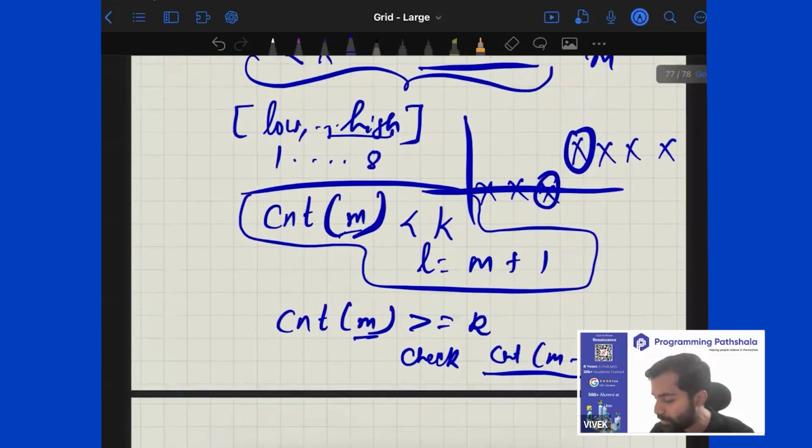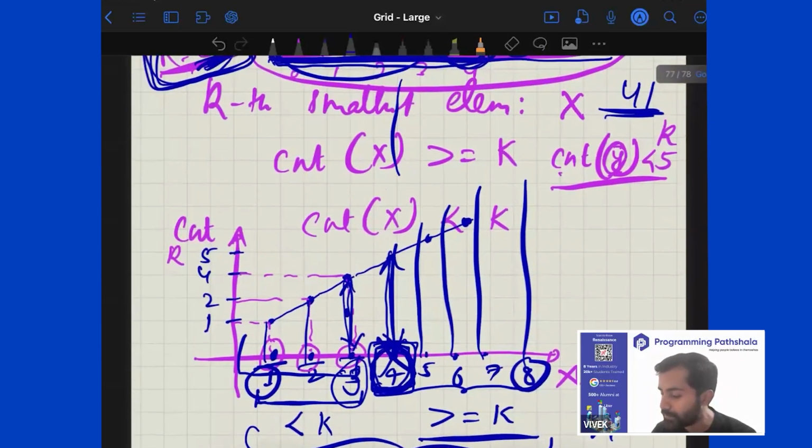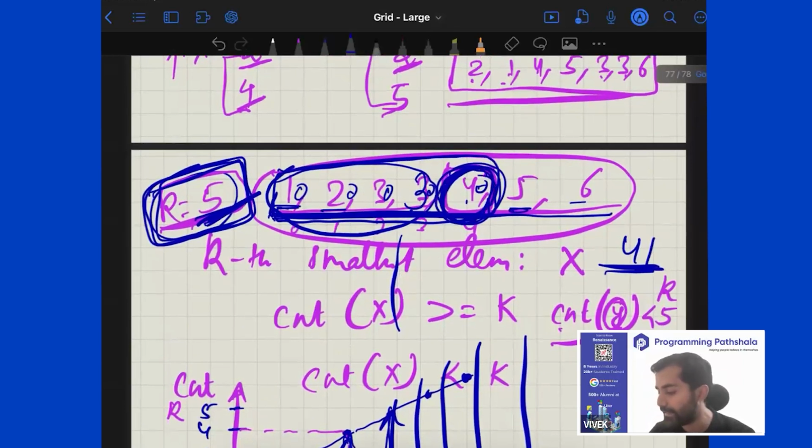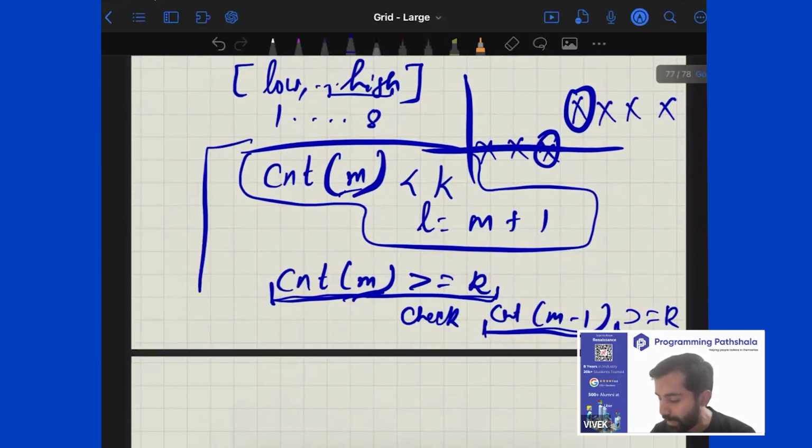I told you, whenever your count of mid is greater than or equal to k, you check the value for mid minus 1. If for mid minus 1 it is also greater than or equal to k, then you say that mid is not your answer. Your answer is lying on the left side. And if you take a look, 40 is the smallest possible value for which count of 40 is greater than or equal to 5, but count of 39 is smaller than 5. That being the reason, you will avoid 41 as your answer, because 40 is the point which we wanted, the transitioning point at which the count is greater than or equal to k, but behind it, the value is smaller. So this is the logic which we will have to keep.